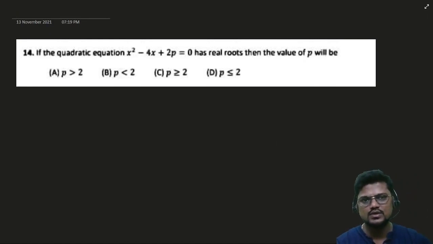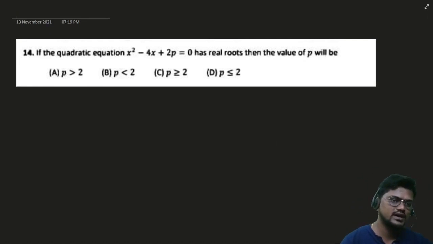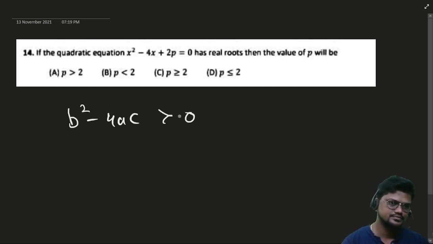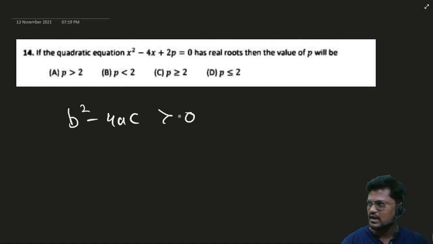Now, when the quadratic equation has real roots, the value of discriminant is greater than 0. It will have real roots only when the value of discriminant is greater than 0. Can any one of you tell me why, only when the value of discriminant is greater than 0, the roots are real? Can any one of you tell me verbally why it is like this?